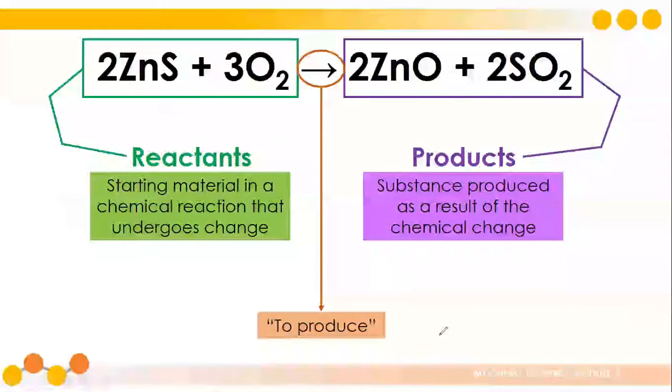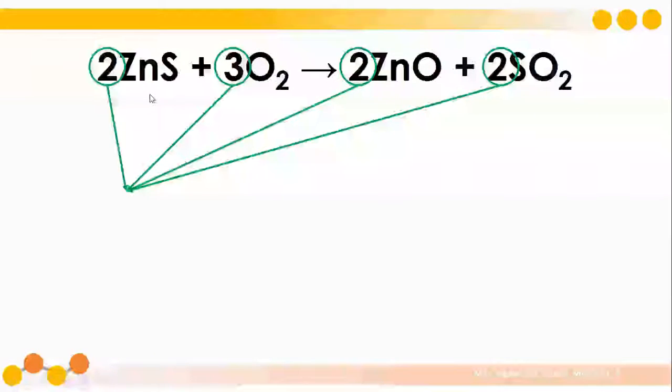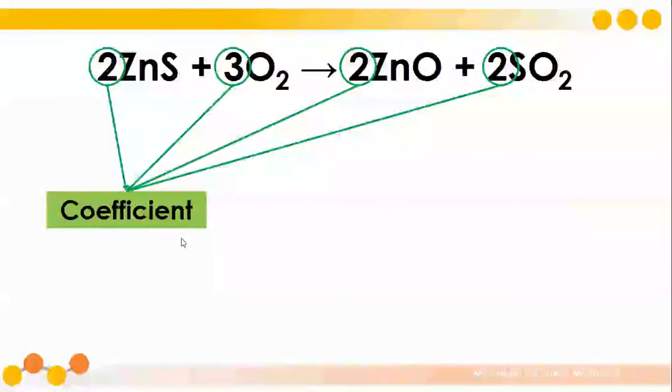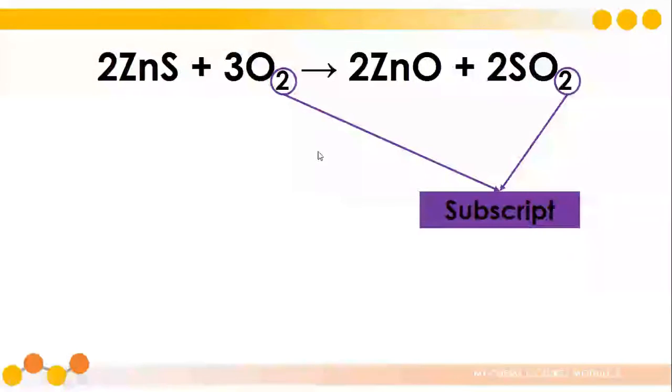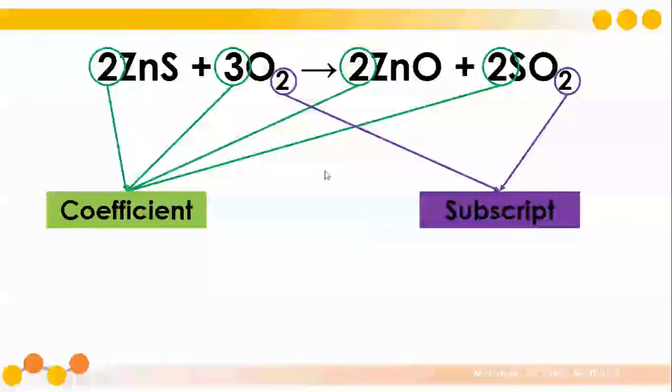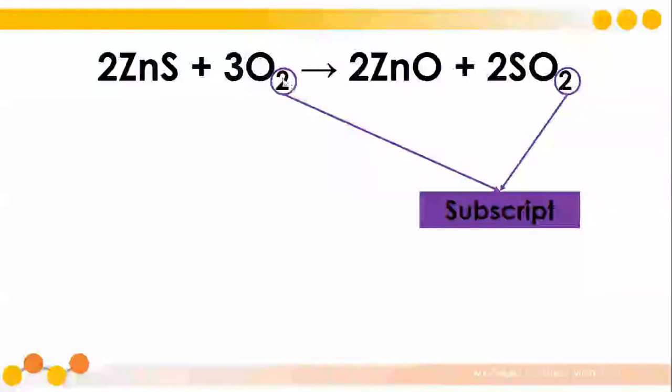Now, let's go back to the numbers that we are referring to in this equation. Okay. So we have these big numbers before the element or before the compound. These are what we call the coefficient. Right? And then the small numbers after the compound or after the element, these are what we call the subscript. Okay? Later on, this will be very useful during balancing equations.